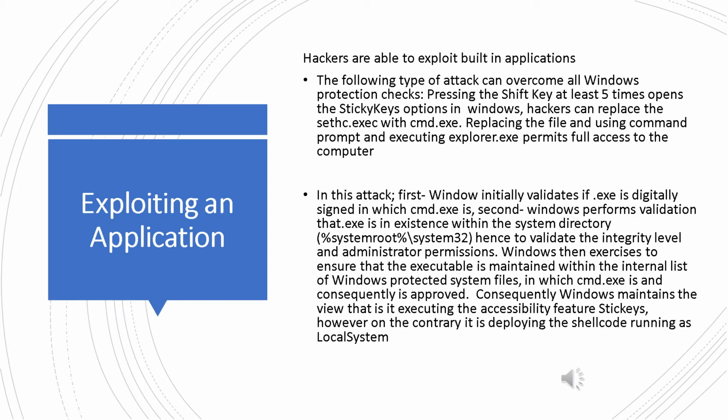In this attack, first, Windows validates if the .exe is digitally signed, in which cmd.exe is. Second, Windows validates that the exe exists within the system directory, to validate the integrity level and administrator permissions. Windows then checks to ensure that the executable is maintained within the internal list of Windows protected system files, in which cmd.exe is, and consequently it is approved. Consequently, Windows believes it is executing the accessibility feature sticky keys. However, on the contrary, it is actually deploying shellcode running as local system.